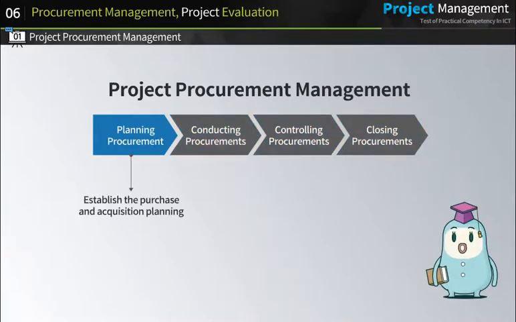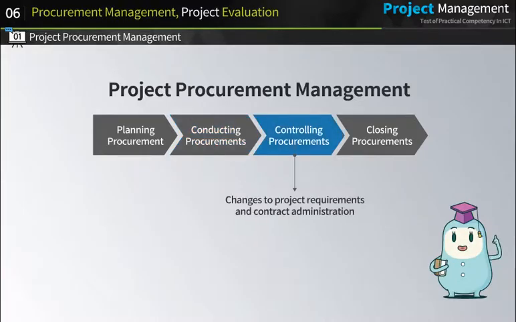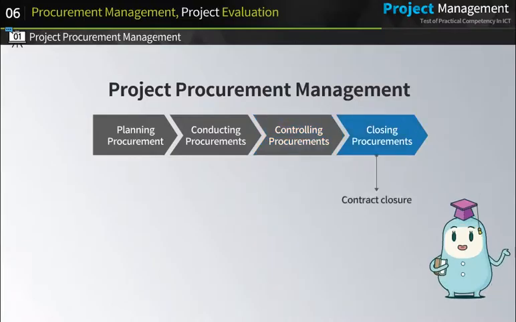First, planning procurement management. This process is to establish the purchase and acquisition planning. Second, conducting procurements. This process is to solicit proposals from sellers using request for proposal. Third, controlling procurements. This process involves changes to project requirements and contract administration. Lastly, closing procurements. This process is to close the contract.